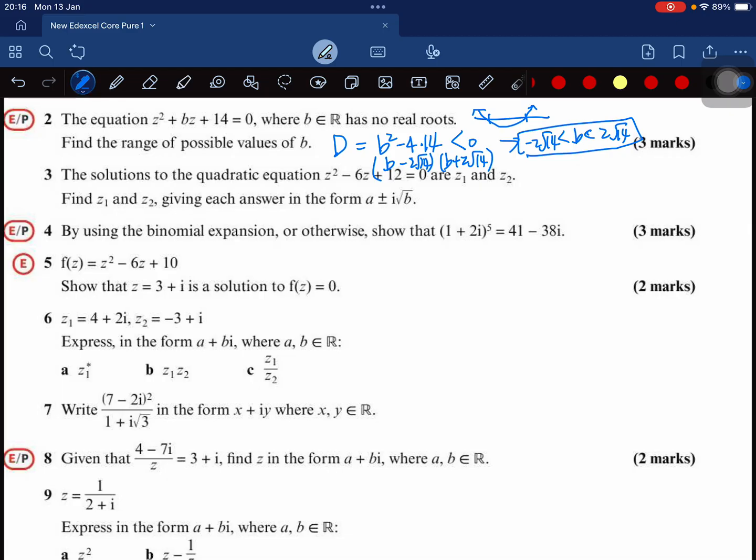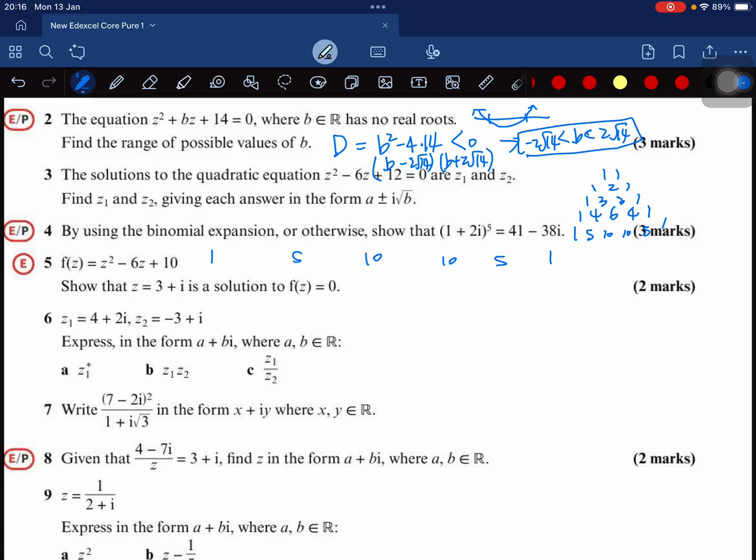Number 4, using binomial expansion or otherwise, show that this is the one. Okay, let's go for the binomial expansion. So this is the degree 5. So 1; 1, 1; 1, 2, 1; 1, 3, 3, 1; 1, 4, 6, 4, 1; 1, 5, 10, 10, 5, 1.